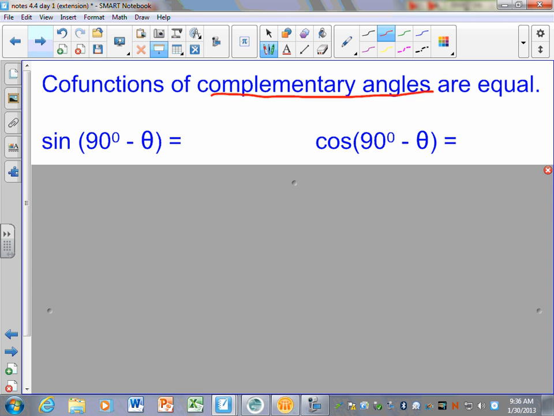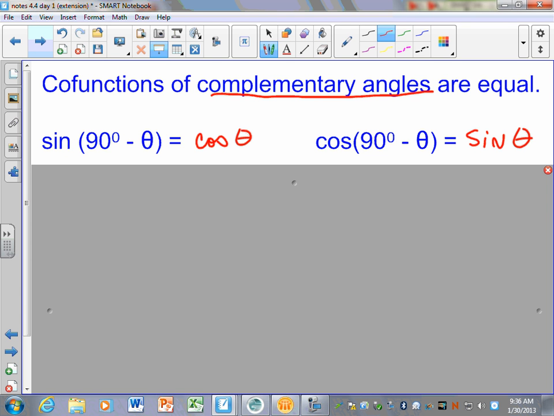Co-functions are angles that go together, and so that's the new part here. So sine and cosine are co-functions. If you have the sine of 90 degrees minus any angle, that will always equal the cosine of that angle. And I'll throw some real numbers in there in a minute. And cosine of 90 degrees minus any angle is always going to equal sine of that angle. You don't have to memorize it. You just need to know which ones go together.